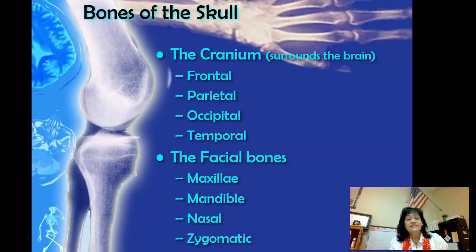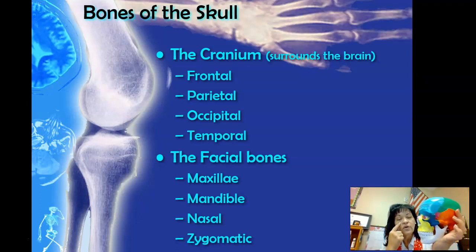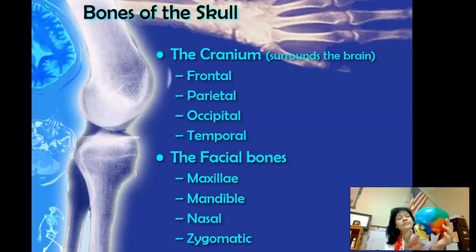Zygomatic and nasal. So your nasal bone is just straight down the front, okay? The nose. And then the zygomatics are your cheekbones. So that's the dark blue on here, okay? Cheekbones. Yep, so they form the lower part of your orbital socket.